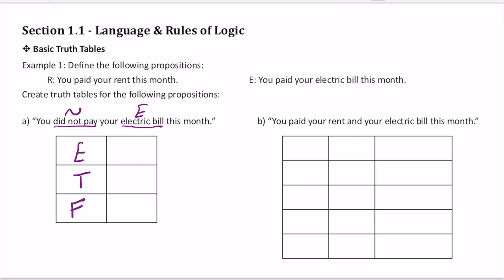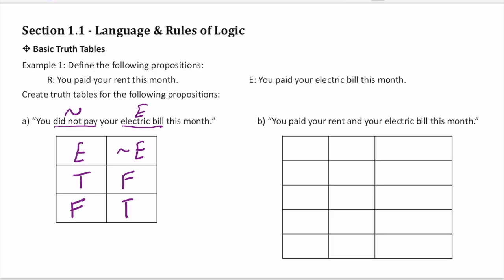In the next column, we will write the possible truth values for the new proposition, not E, which is the negation of E. If E is true, the negation of E would be false. And if E is false, the negation of E would be true. This completes our truth table.